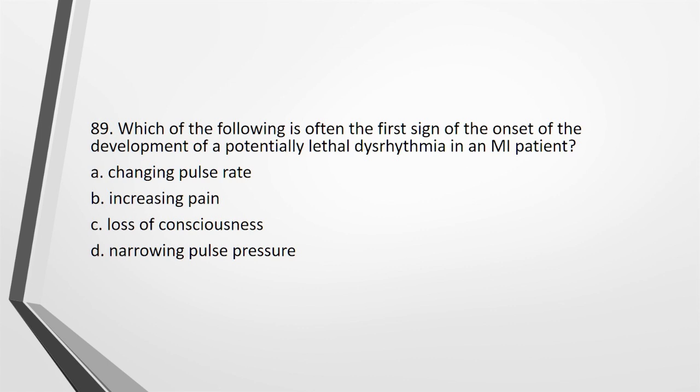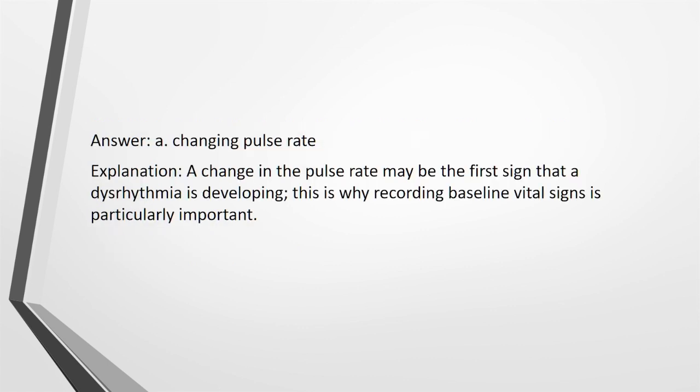89. Which of the following is often the first sign of the onset of the development of a potentially lethal dysrhythmia in an MI patient? A. Changing pulse rate. B. Increasing pain. C. Loss of consciousness. D. Narrowing pulse pressure. Answer: A. Changing pulse rate. Explanation: a change in the pulse rate may be the first sign that a dysrhythmia is developing. This is why recording baseline vital signs is particularly important.